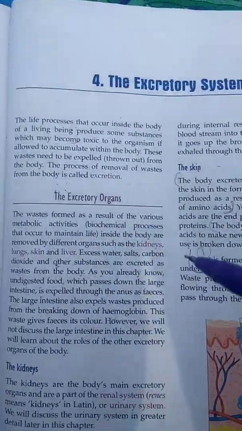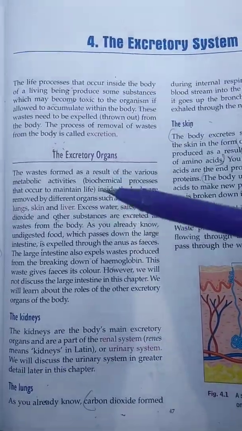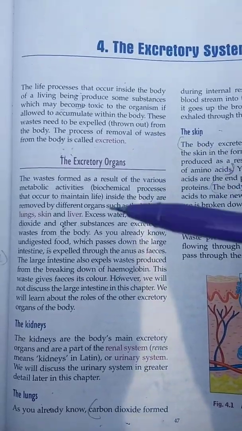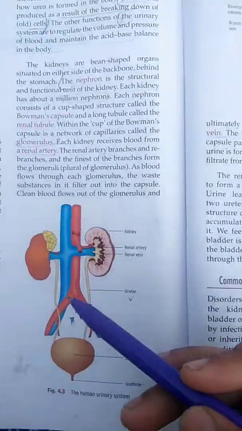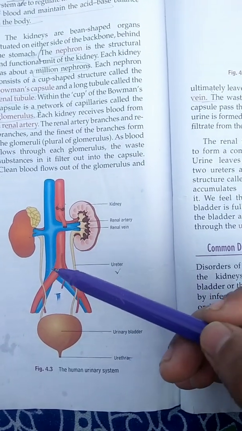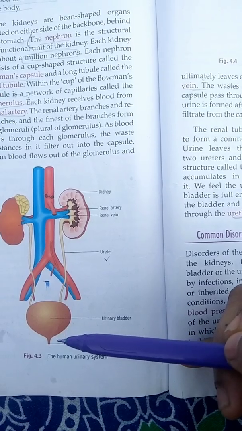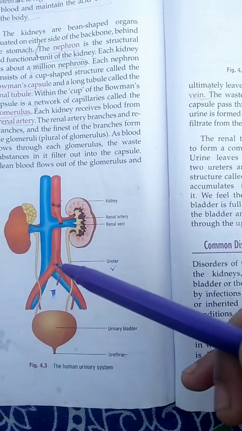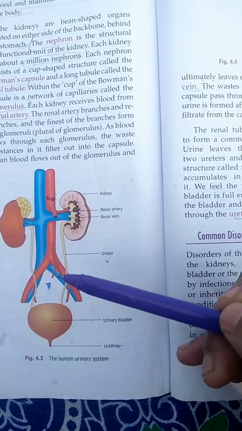Students, you know that we have already started chapter number 4, the excretory system, and we have discussed different excretory organs such as lungs, skin and liver. Today we will discuss the urinary system, which consists of the kidney, urethra, urinary bladder, etc. The kidneys and urinary system have several functions.